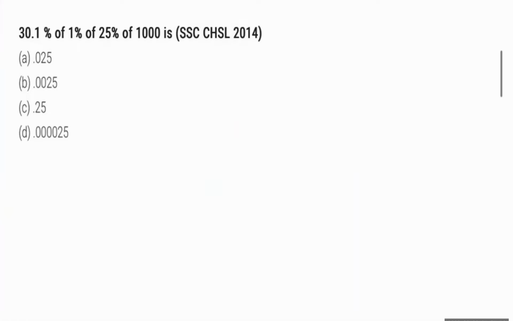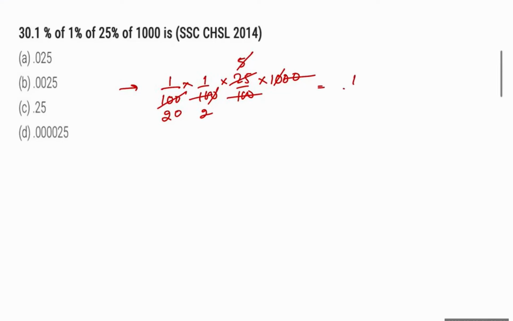1% of 1% of 1000. 1% of 1% of 25% of 1000. 5 to the 10, 5 5 are 25, 5 to the 10 into 0. 1 by 40 in decimal.